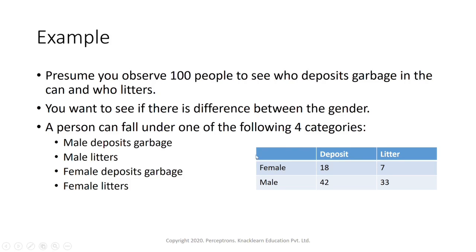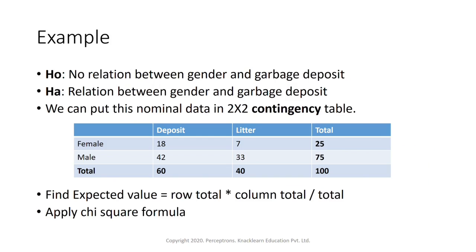Now this is the data we have got. It says 18 females deposited and 7 females littered, and for males, 42 males deposited garbage and 33 males littered. Now these are nothing but our observed frequencies. If the data is in a categorical column, we can find the frequency table, which shows the frequency of each of the data. This we can call the observed frequency. Next we have to find the expected frequency.